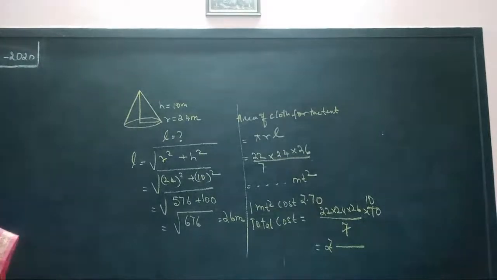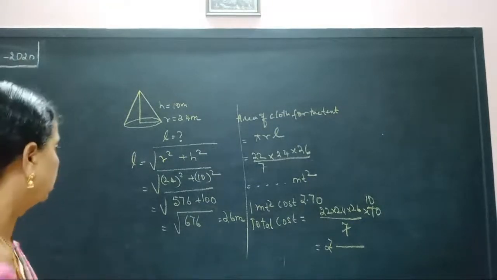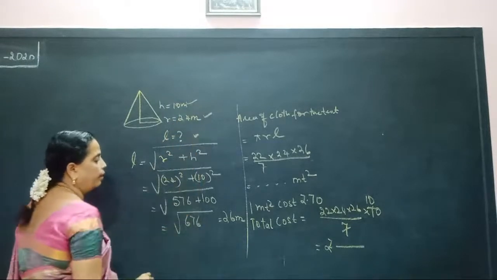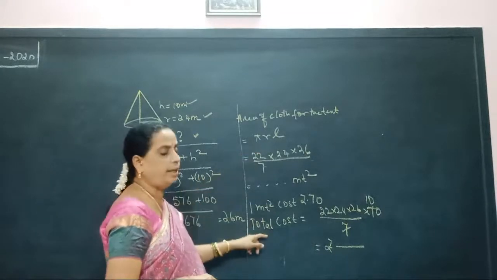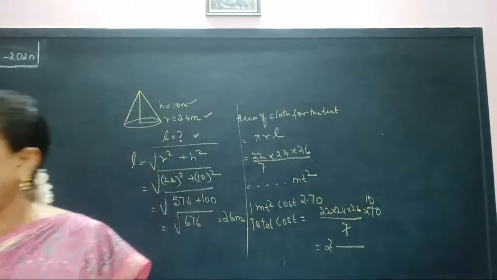Yes, get the product of 22 into 24 into 26 into 10. The final answer is 1,37,280 rupees. So from the height and radius, calculate slant height. Knowing the slant height, calculate the curved surface area. Finally, the cost of the canvas required to make the tent.